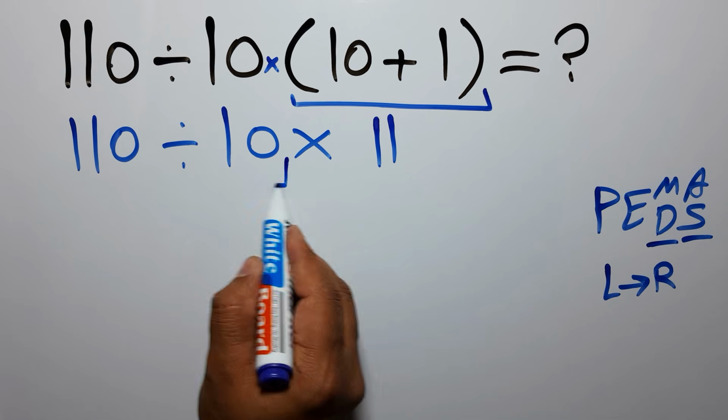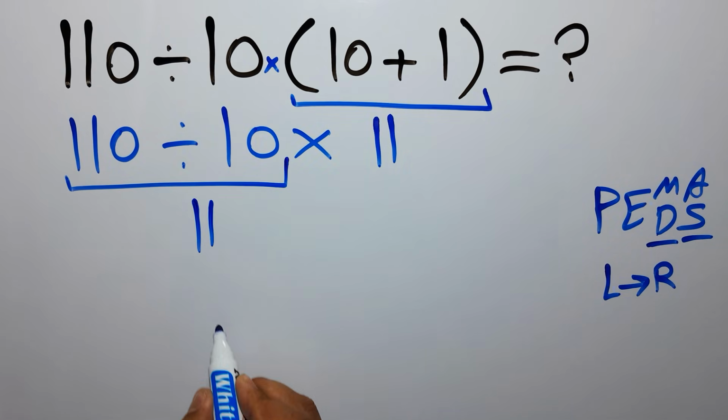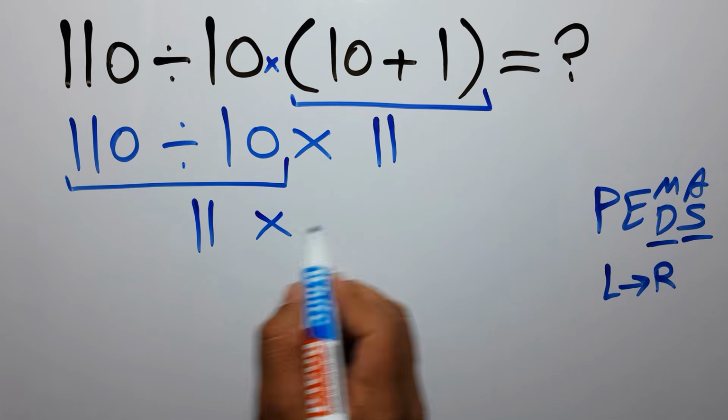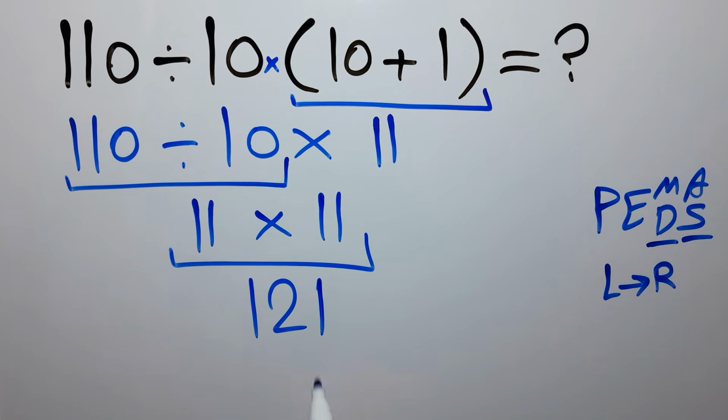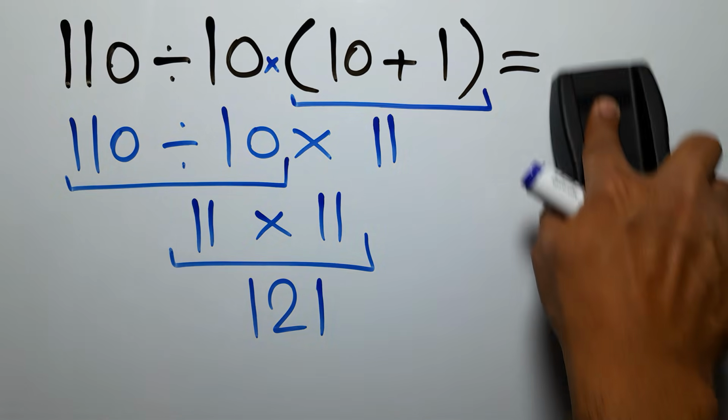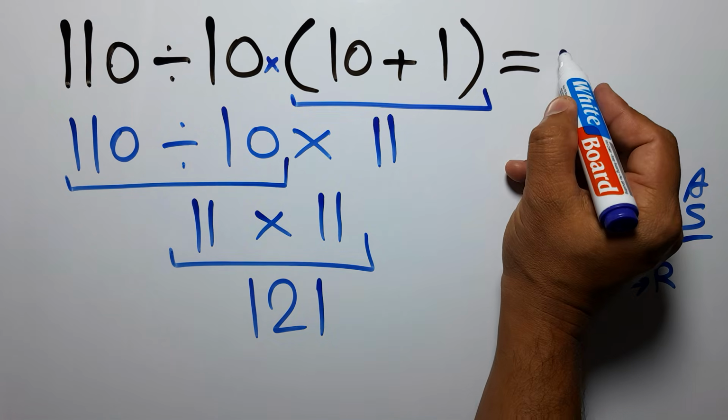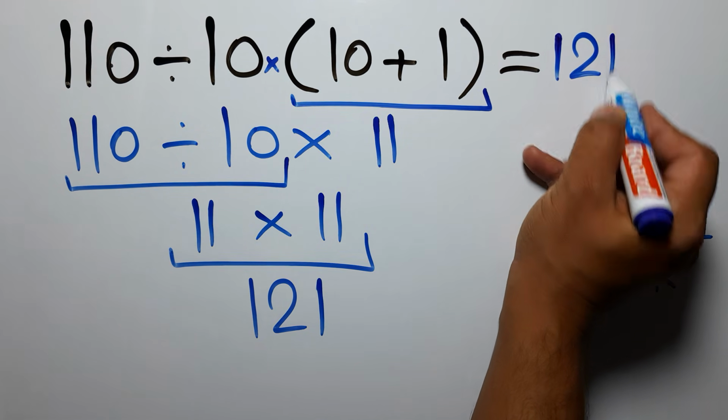110 divided by 10 gives us 11. So we have 11 times 11, which equals 121. And this is our final answer to this problem. The correct answer is 121.